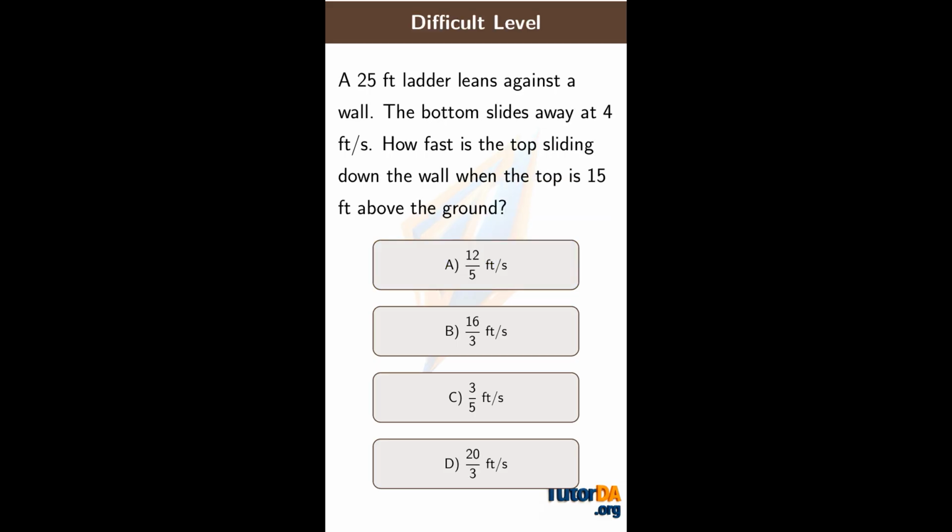A 25-foot ladder leans against a wall. The bottom slides away at 4 feet per second. How fast is the top sliding down the wall when the top is 15 feet above the ground?